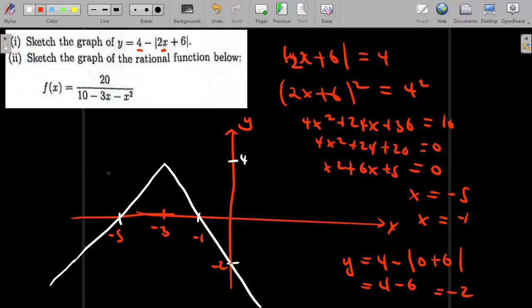And this is how you sketch that graph, y is equal to 4 minus modulus of 2x plus 6, like this. All right, we do the last question.